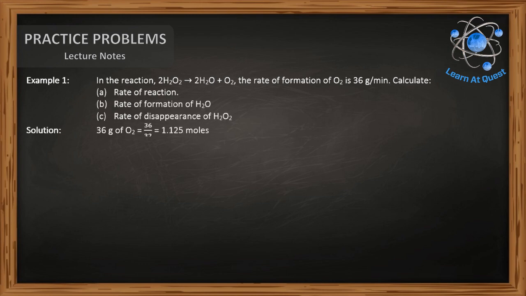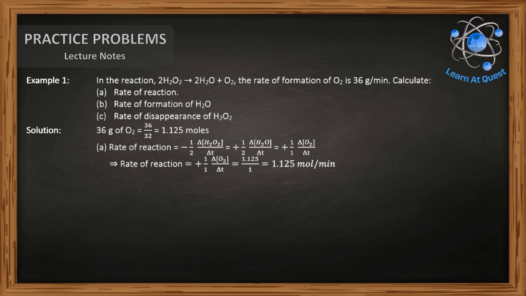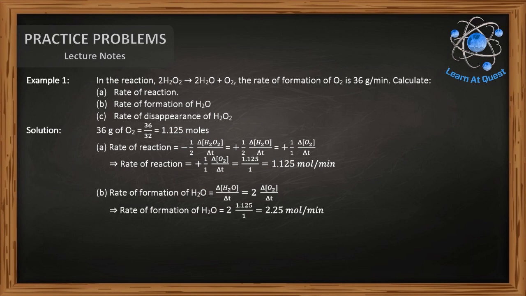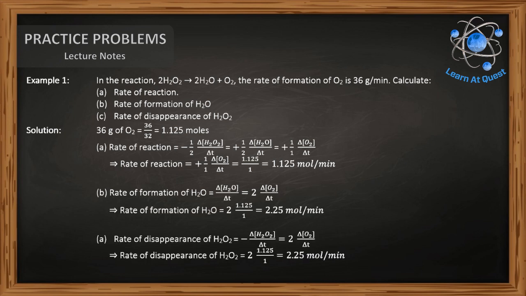Let us solve example 1 from the lecture notes. The question is, in the chemical reaction, 2H2O2 forms 2H2O plus O2. The rate of formation of oxygen O2 is 36 grams per minute. Calculate subpart A, the rate of the reaction, subpart B, the rate of formation of H2O water, and subpart C, the rate of disappearance of hydrogen peroxide H2O2.